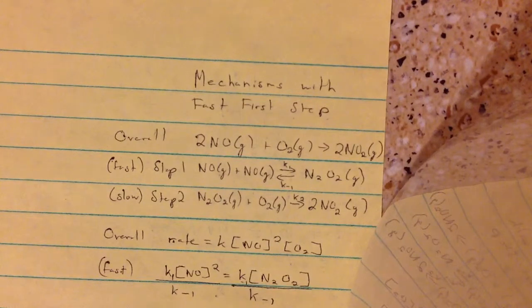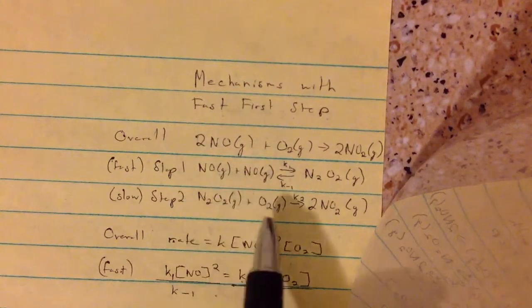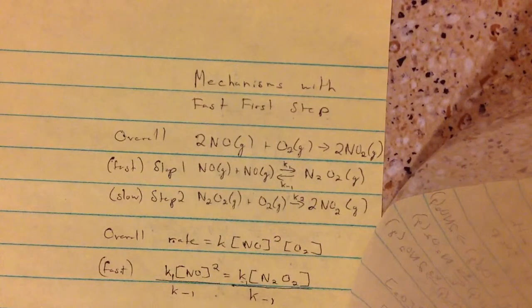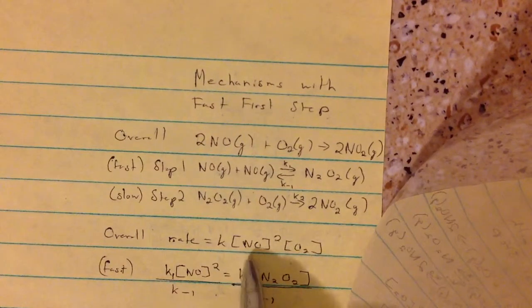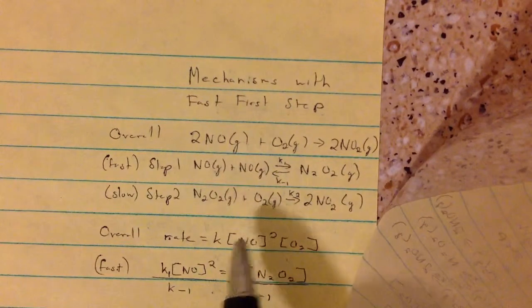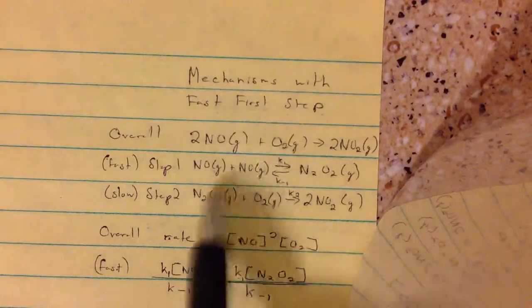the rate law of the slow step has to equal the overall one. The overall is given to you because unless you have data, you can't determine it on your own. So they give you the overall, and then the next thing we have to do is see if this equals this.